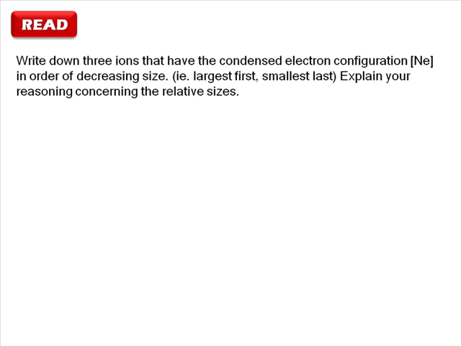This question tests your understanding of the relationship between ionic radius and nuclear charge in isoelectronic systems. Start by reading the question. We're asked to find three ions that are isoelectronic with, or have the same number of electrons as, neon. Arrange the ions from largest to smallest, and then explain how the correct order was determined.